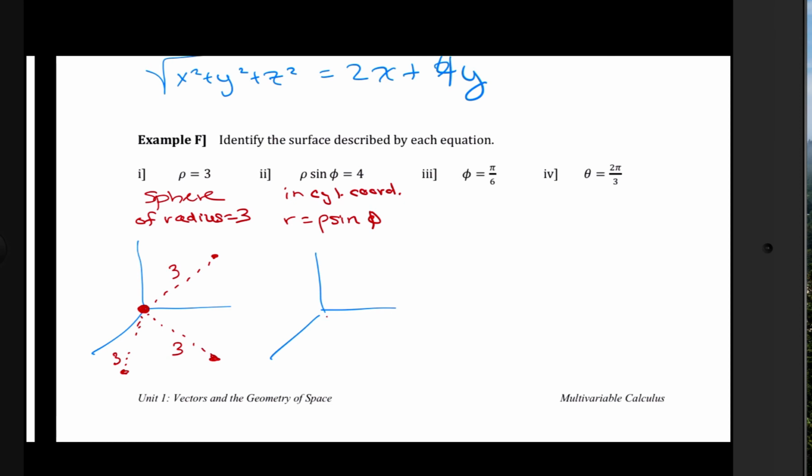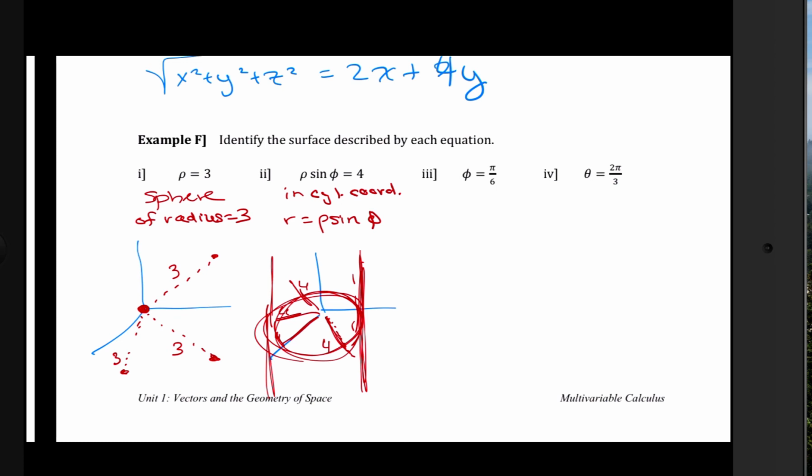The r value is that thing that lies right here. It's the projection of rho onto the xy-plane. So this is always 4 wherever I am. You can see I'm forming a circle, and I've got no information about z, so I'm going infinitely in the z direction. So this is a cylinder of radius 4.